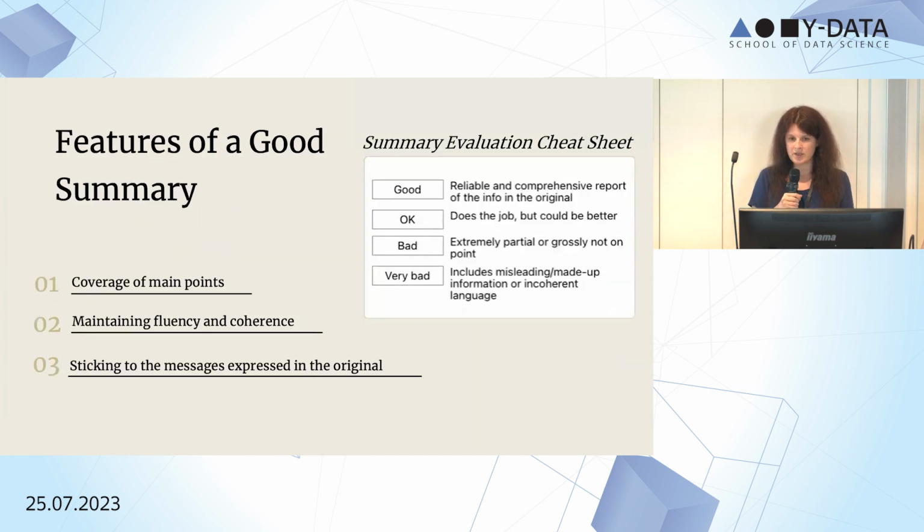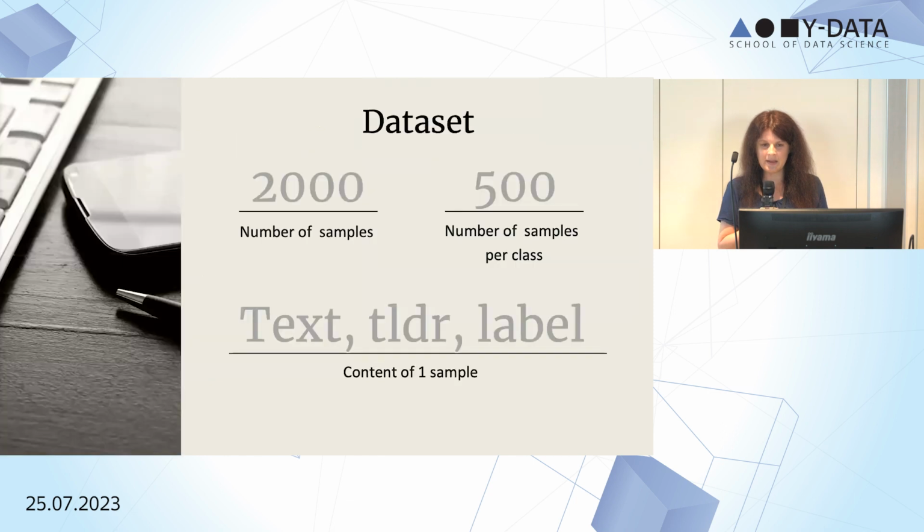So what is a good and bad summary? There are several features of a good summary. First of all, it's coverage of main points, and also maintaining fluency and coherence, and sticking with the messages expressed in the original. And we had a data set that was labeled from 1, a good summary that reflects all the sense of the text, to very bad summary which contains some misleading information, for example. And okay and bad summaries are somewhere between.